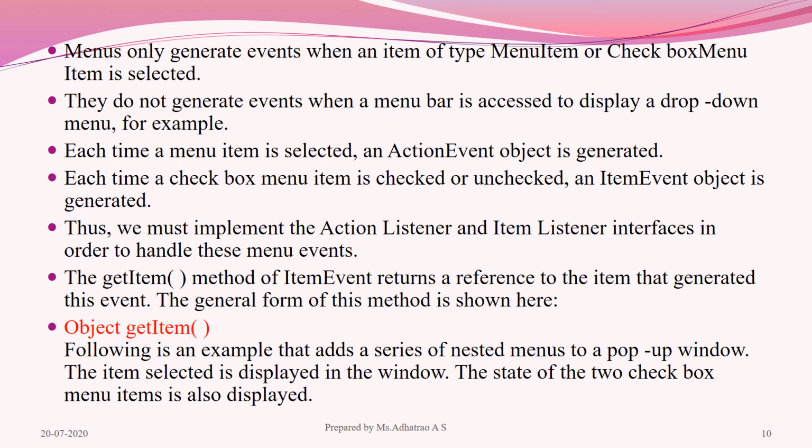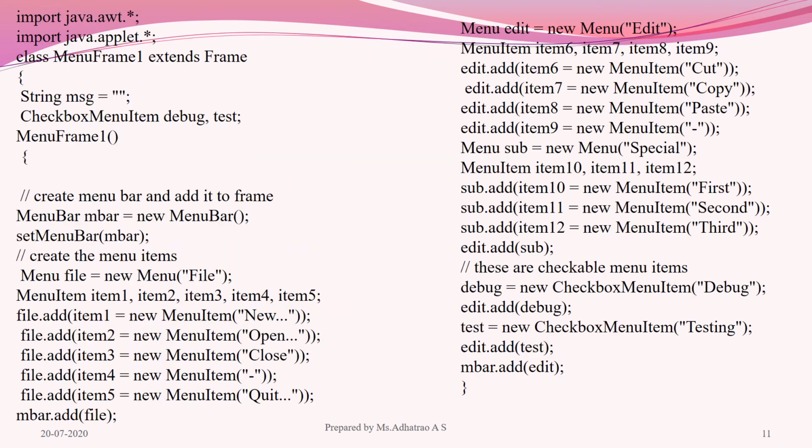The getItem method of ItemEvent returns a reference to the item that generated this event. The general form of this method is shown here: Object getItem(). Following is an example that adds a series of nested menus to a pop-up window. The item selected is displayed in the window. The state of the two checkbox menu items is also displayed.